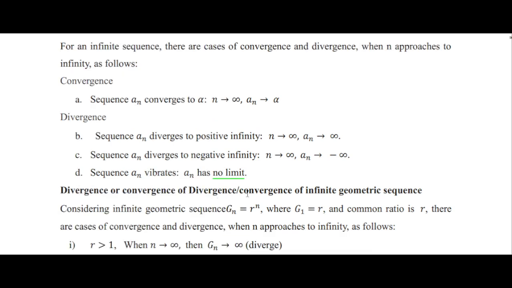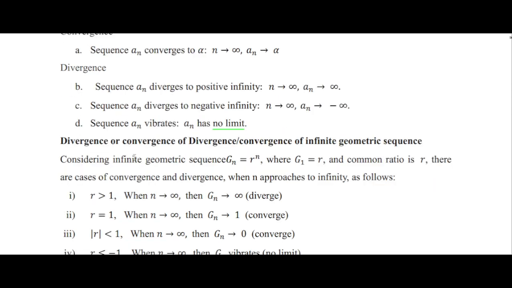Divergence or convergence of an infinite geometric sequence. Consider an infinite geometric sequence G_n equal to r to the power of n, where G_1 is equal to r. G_1 is equal to r, which means for n equal to 1 we have r. So the first term will be r, and the common ratio will be r.